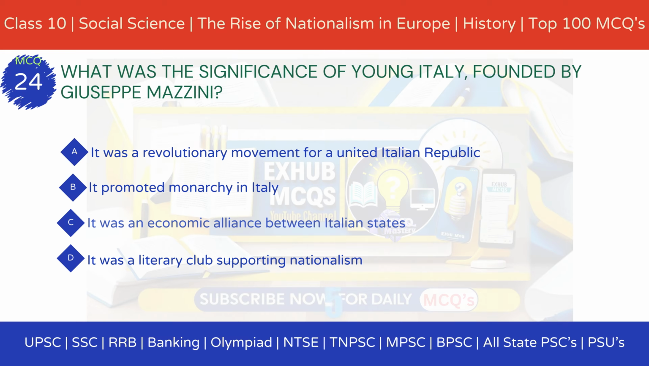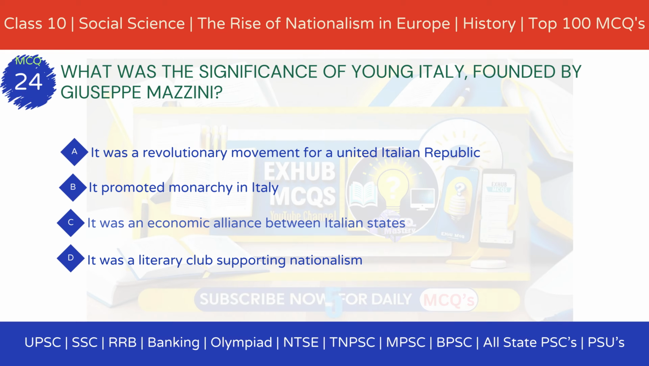The correct answer is option B, Sardinia-Piedmont. Explanation. Sardinia-Piedmont, under King Victor Emmanuel II and his Prime Minister Count Cavour, played a leading role in Italian unification by defeating Austria and strategically integrating Italian states.